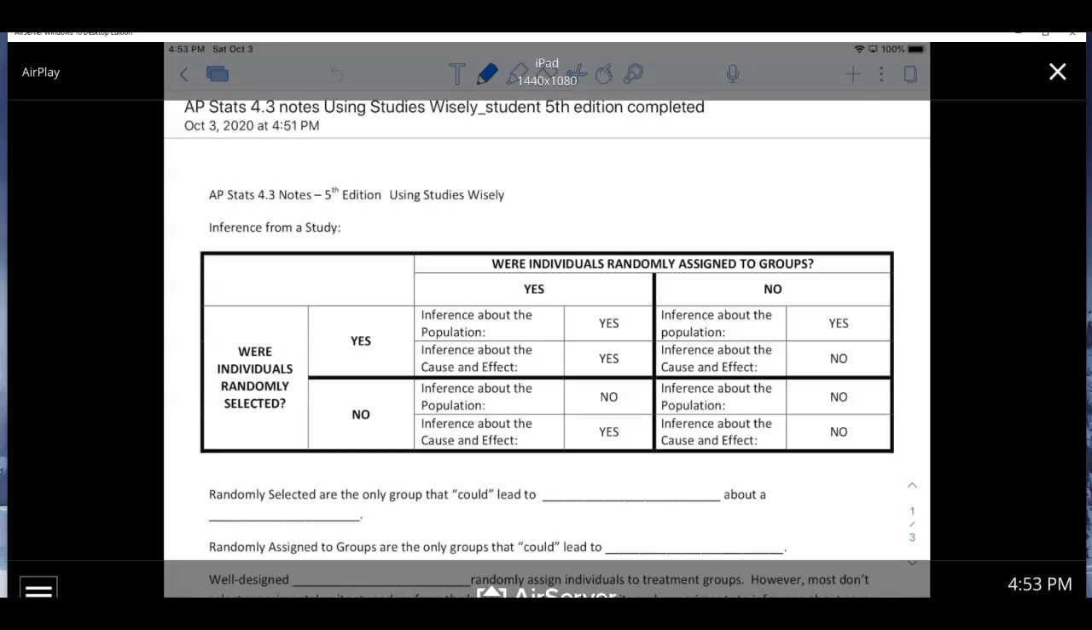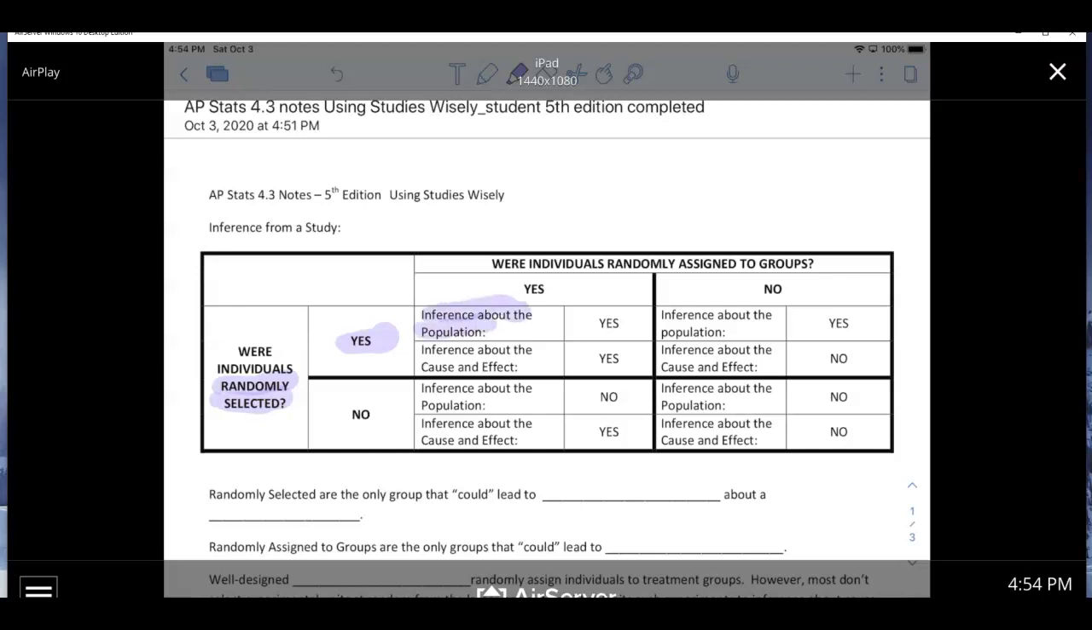Hi everyone, this is AP Stats notes on 4.3, and this is really just a wrap-up day, so we're going to go through this really fast. One of the things that we want to make sure you remember is the difference between randomly selected and randomly assigned, and what we get from those. If we're randomly selecting them, then we can talk about things about that population.